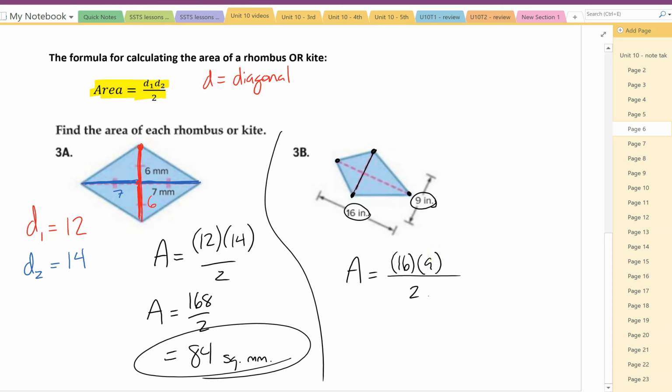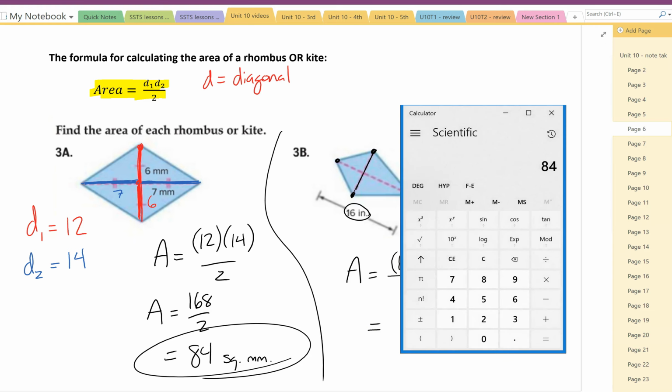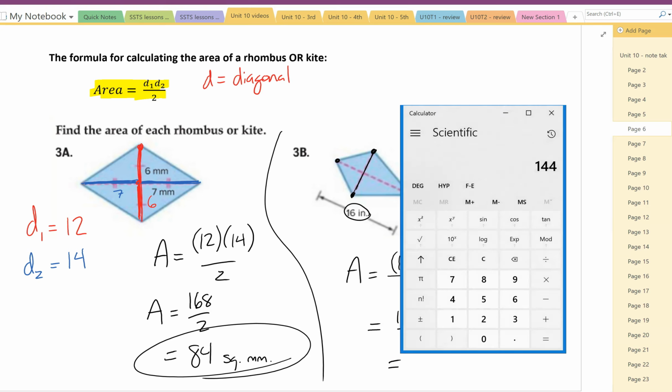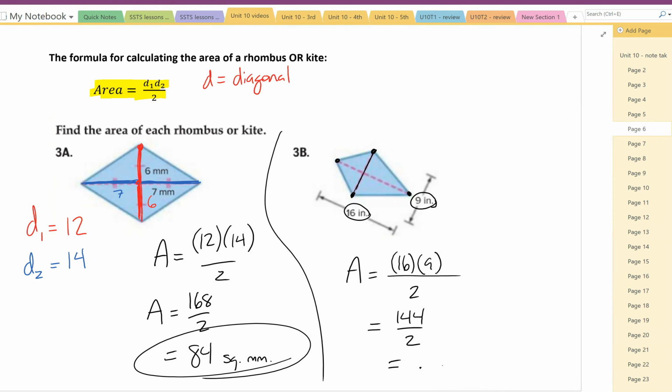I'm going to multiply those together and divide by 2. 16 times 9, oops, it's 144. And then I just divide that by 2. And we're talking inches here, so I would have square inches. So the area of this kite would be 72 square inches.